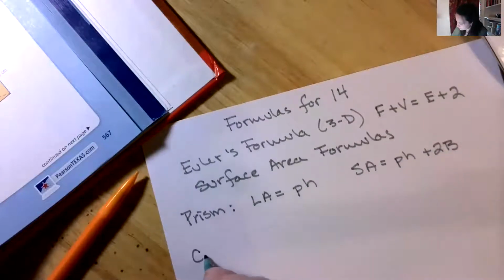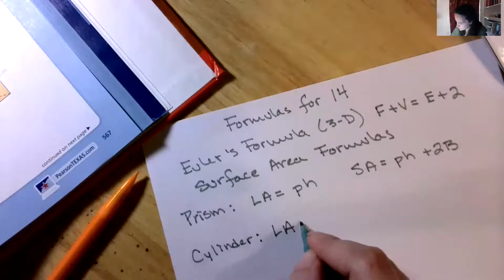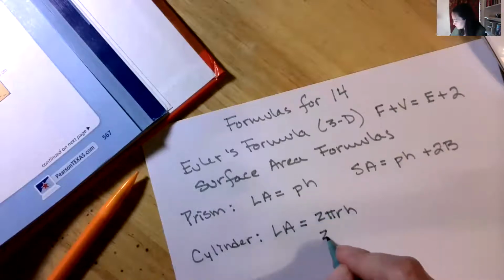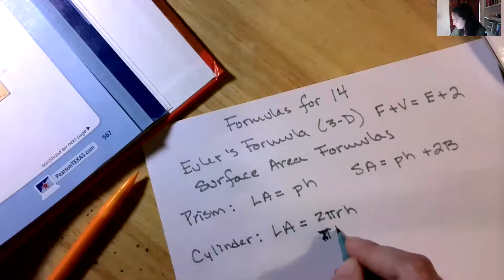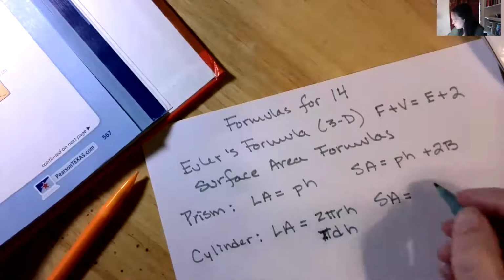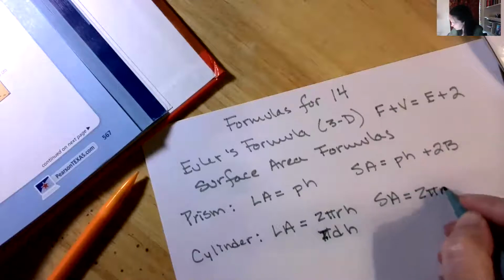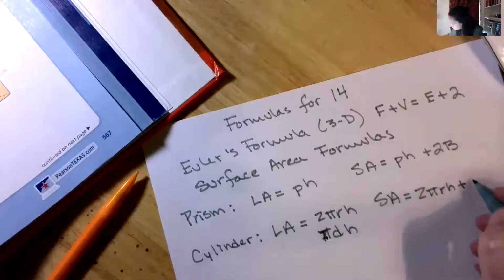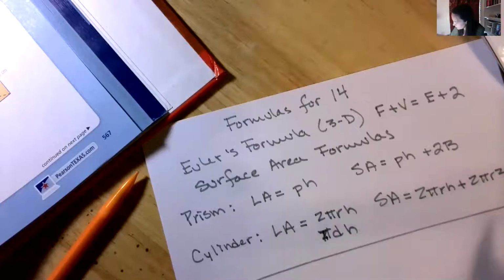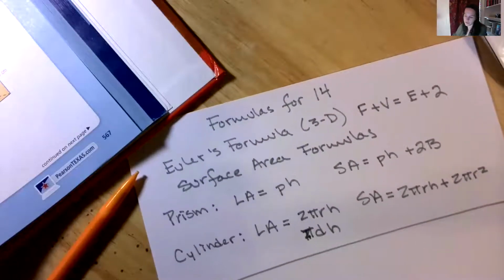Okay, for a cylinder, your lateral area is equal to 2 pi r times the height, or pi times the diameter times the height. And your surface area is equal to 2 pi rh plus 2 pi r squared. Okay, these are our formulas so far for this.